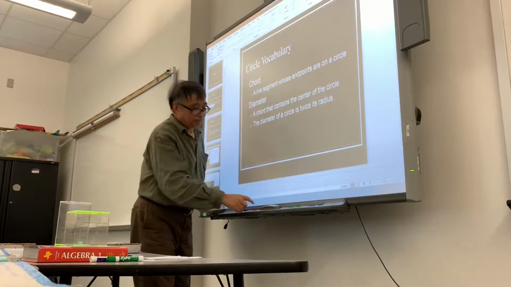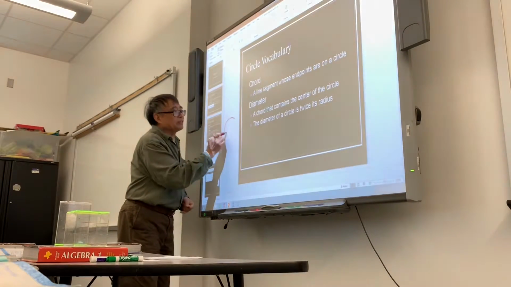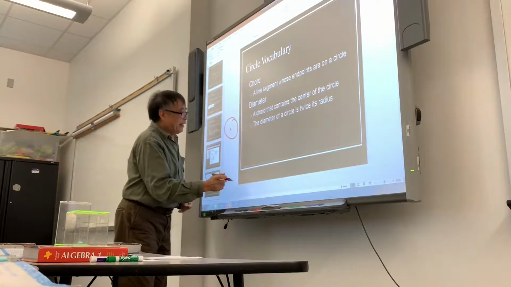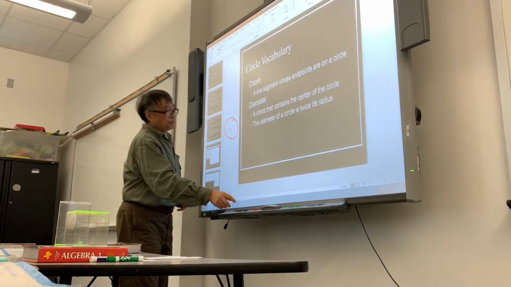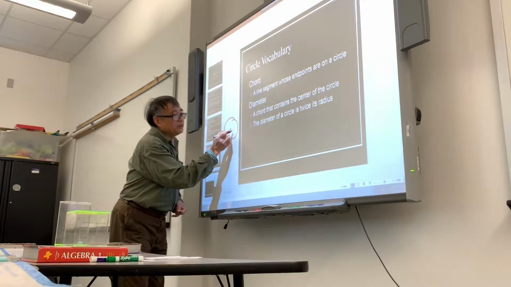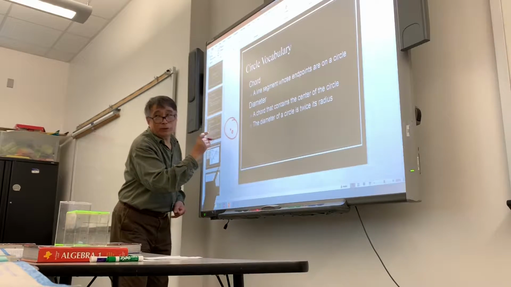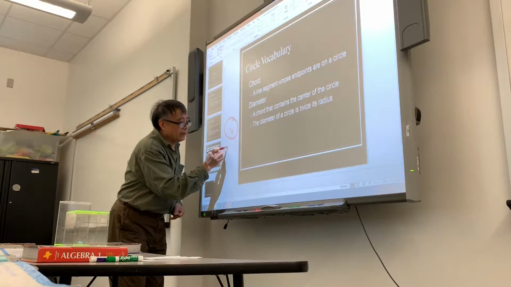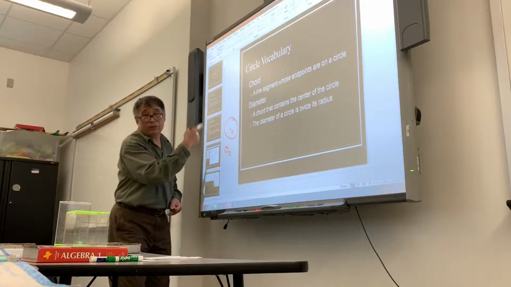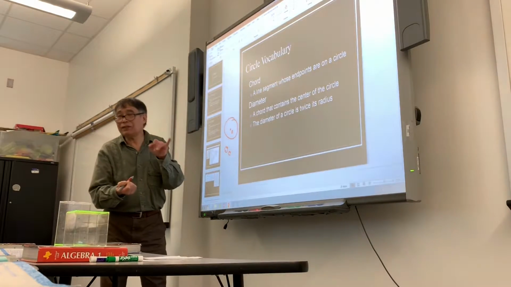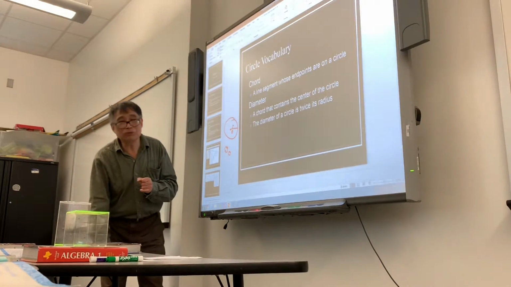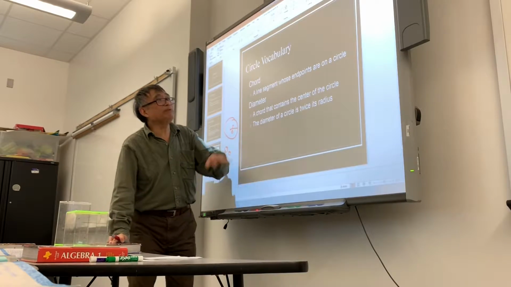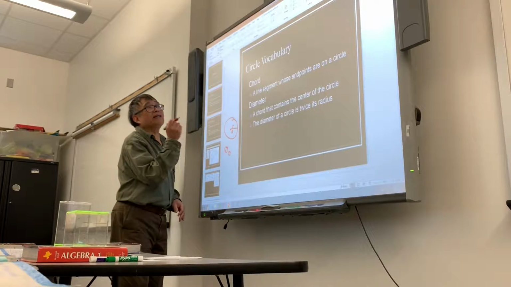Chord. What is chord? We have a circle. The circle, for instance, we use O. You can draw it like this, circle O. It means O is the center of the circle. If we have a radius, you know this before, right? So a line segment whose endpoints are on a circle.